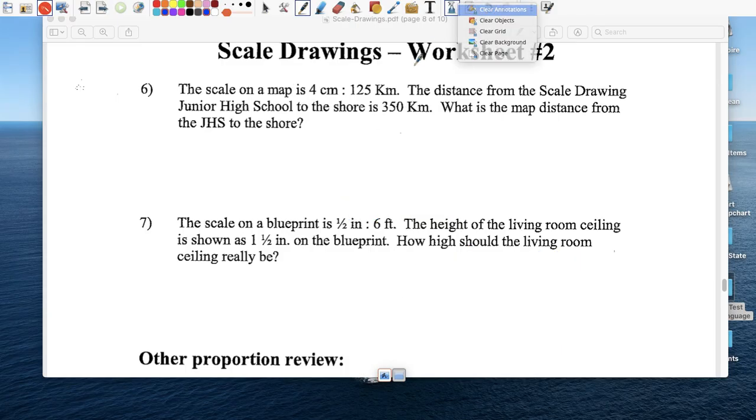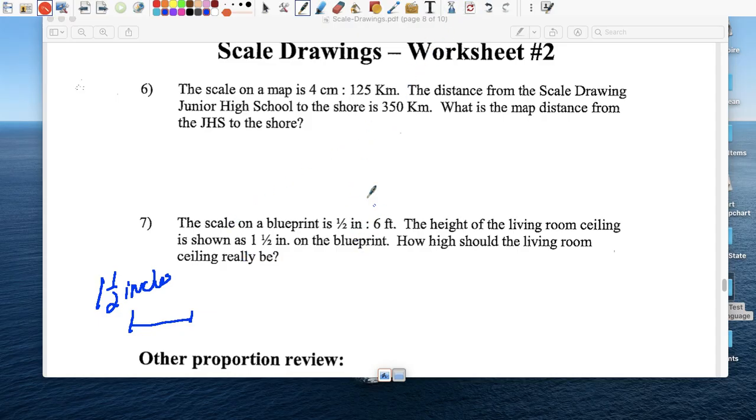Okay. The scale on the blueprint is half an inch is 6 feet. The height of the living room ceiling is shown as 1.5 inches in the blueprint. How high should the living room ceiling really be? On our blueprint, we show that the height of the living room is 1.5 inches, which is about yay big. That's in our drawing. But in real life, how high is our ceiling?